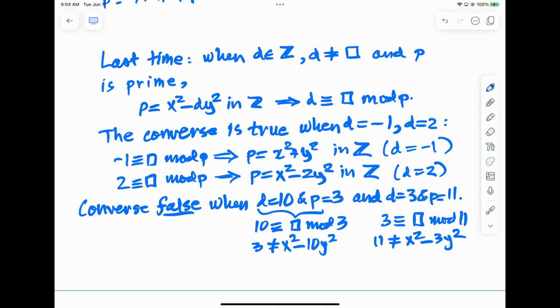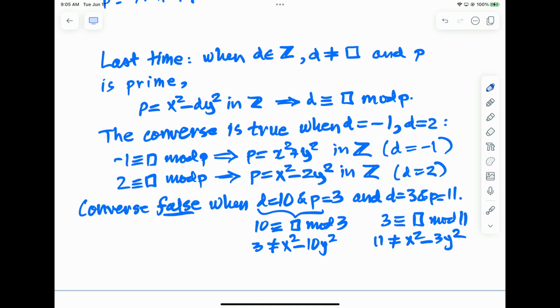So this direction, going from a congruence to solving an equation in the integers, is not always true. And we saw at the end of last time 2 counterexamples: when d is 10 and p is 3, 10 is a square mod 3, but 3 is not x squared minus 10y squared because it doesn't even work mod 5, because we know the squares mod 5 are 1 and 4. It doesn't include 3. And 3 is a square mod 11, but 11 is not x squared minus 3y squared because, well, reduce mod 3. 11 is 2, which we know is not a square mod 3.